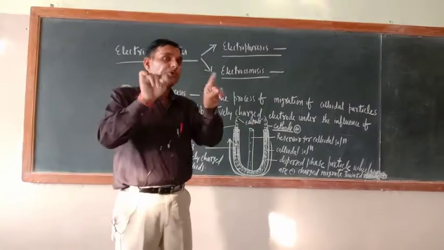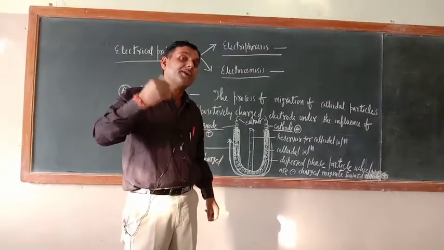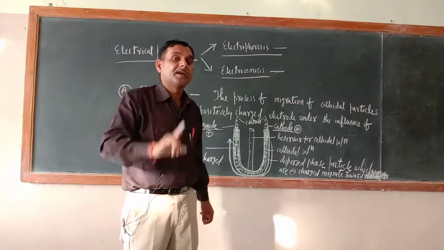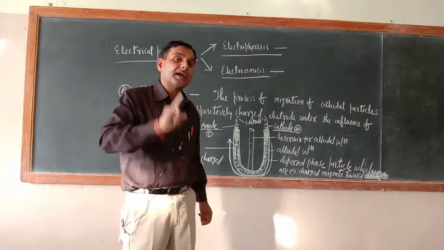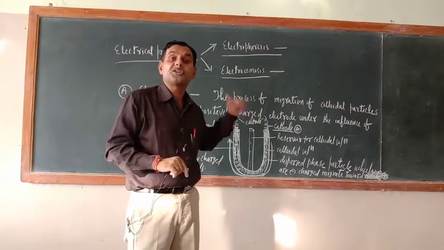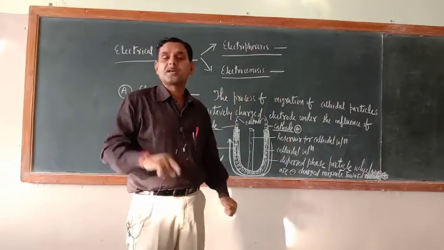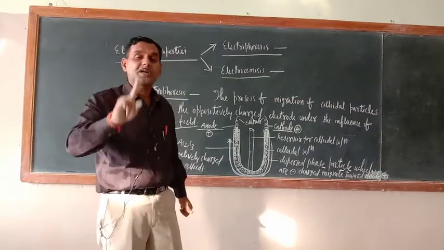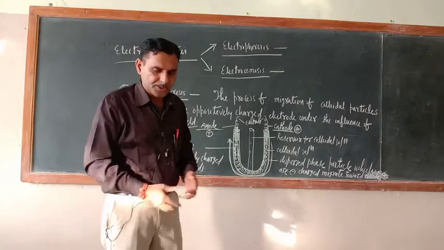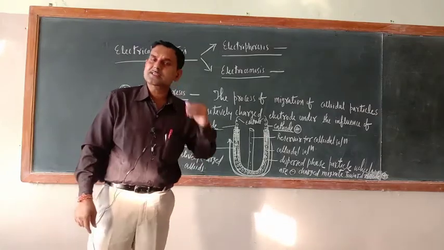This property is known as electrophoresis. And do you know why they respond to the electrical field? Because they themselves are charged particles. If they were not charged, they could not have migrated toward the oppositely charged electrodes. That is why I taught the origin of charge on colloidal particle first. So in this way electrophoresis is over.